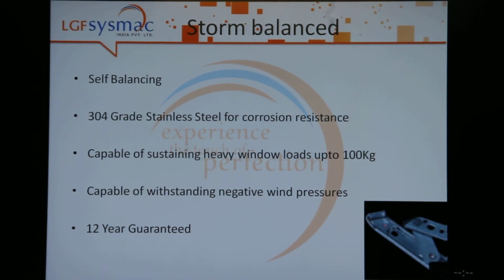It can have the bearing capacity of the load. A full window sash can bear the load and it will not come back, it will stand there. The material for this friction hinge is 304 grade stainless steel, capable of sustaining heavy wind load up to 100 kg. Means it can bear the load up to the 100 kg wind load.